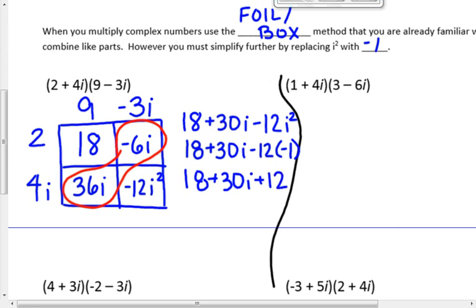The last step is to do one final check for common terms, and you'll see that 18 and 12 are like terms, which means they can be put together. 18 plus 12 is 30. Notice my real number is up front. My real number is always going to be up front. Okay? Number without the i always goes up front for your answer. Do not put 30i plus 30. This is 30 plus 30i.